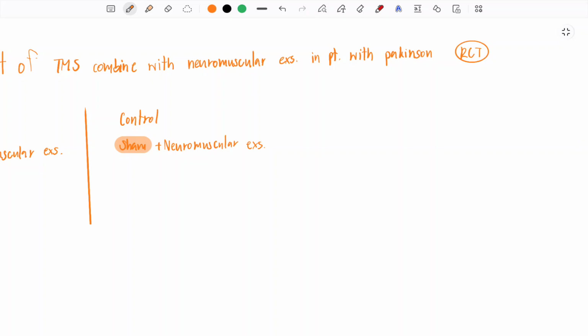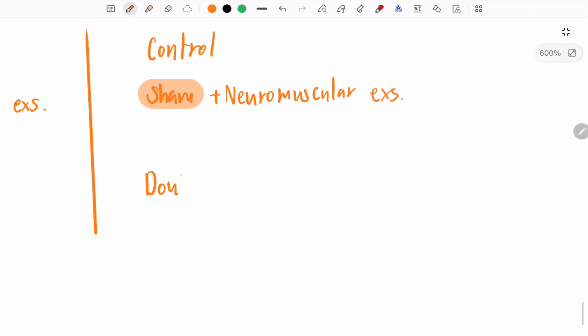We can double blind the participant and assessor. How do we double blind? Since it's TMS and neuromuscular exercise, both groups will think they are receiving this, but this will be done in a lab. So the patients wouldn't know that the experimental group is going through TMS, because the machine can be separated.